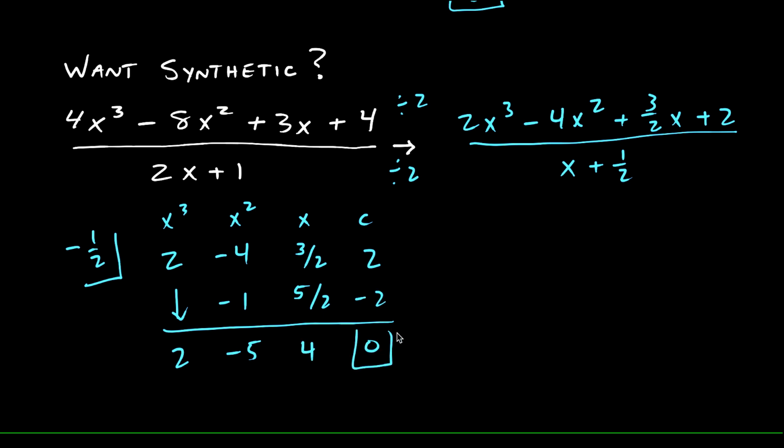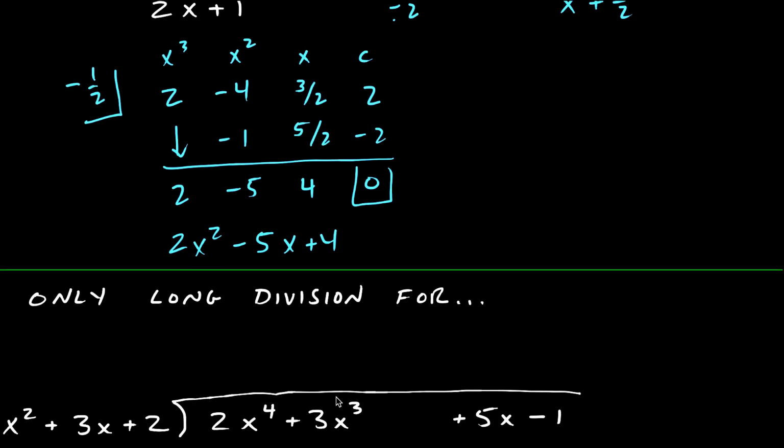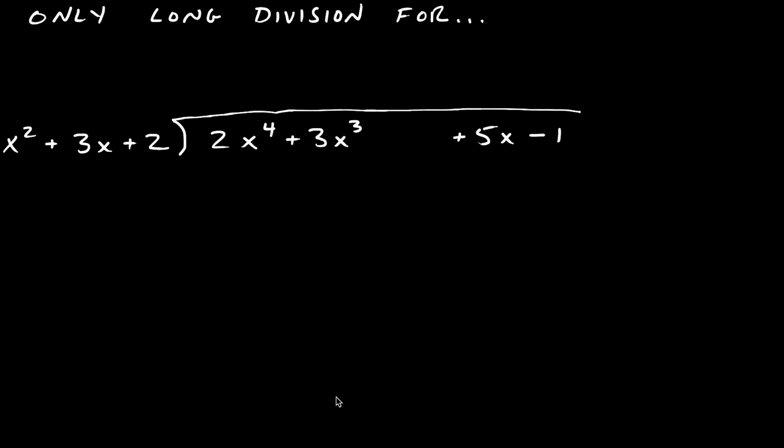And again, we're left with 0. So it would be 2x squared minus 5x plus 4. So it is possible on that one. Now, coming into this next one, you can only do long division. There's no way to put this in the form of x minus.